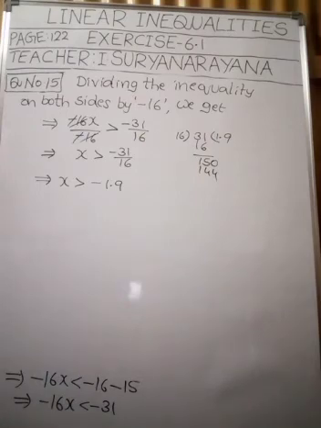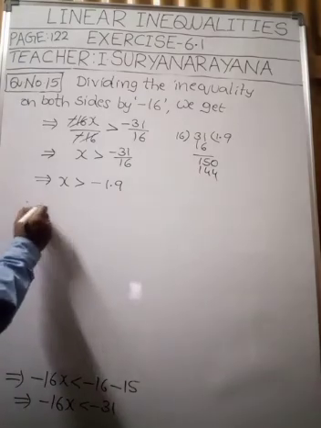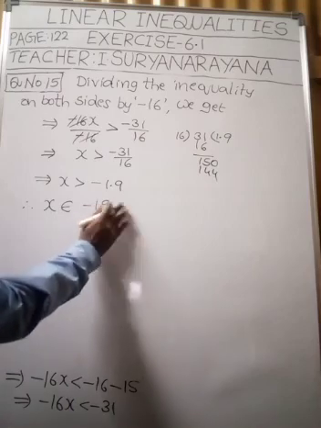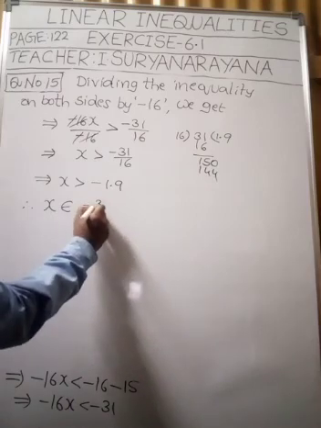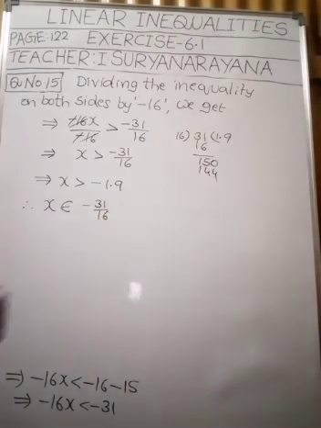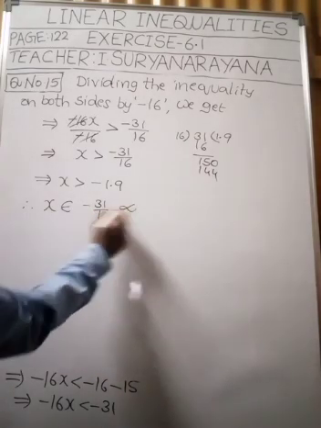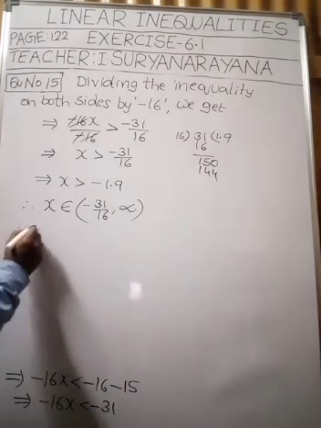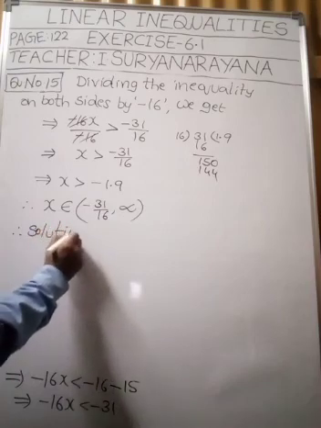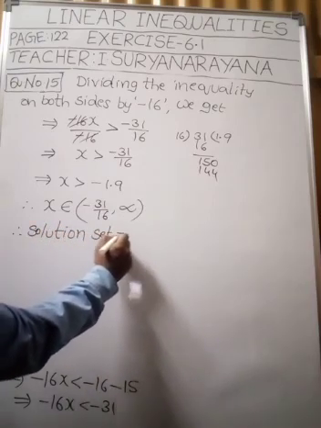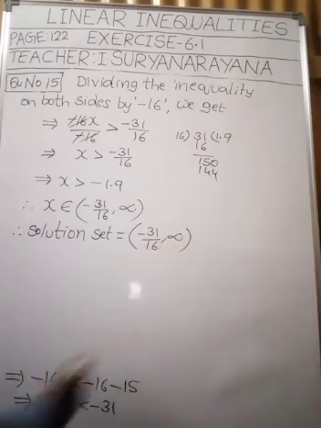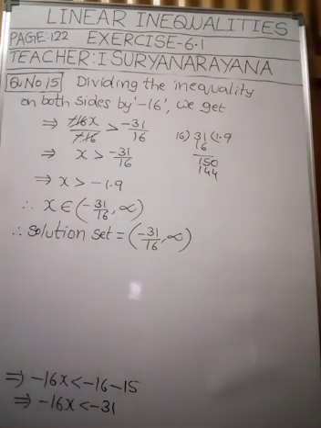Now let us write this solution in the form of an interval. Therefore, x belongs to minus 1.9 or minus 31 by 16, comma infinity. This is the solution set. Therefore, the solution set is equal to minus 31 by 16, comma infinity. Understood this step, my children?